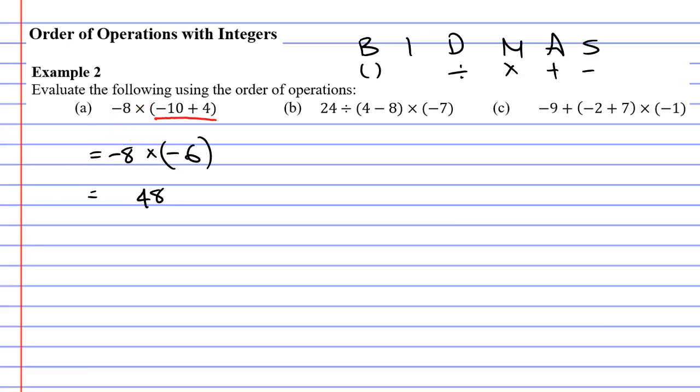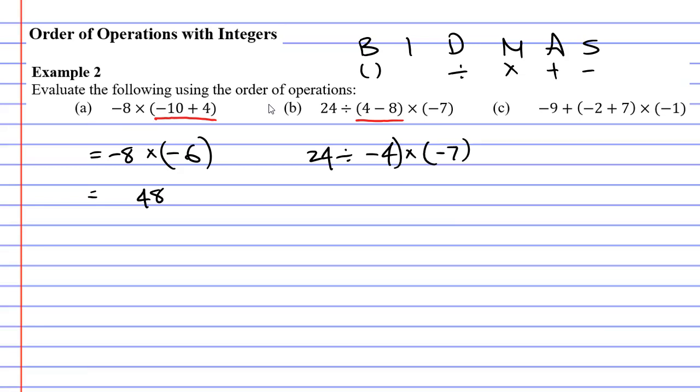Now moving on to question B, we've got a set of brackets here, 4 minus 8. We've got another set of brackets, but the only reason those brackets are there is just to point out that that's negative 7, so we really don't need to look at that one. What is 4 minus 8? 4 minus 8 is negative 4, and we're going to carry down those things that have not been underlined. So the 24, the division symbol, the multiplication symbol, and the negative 7.